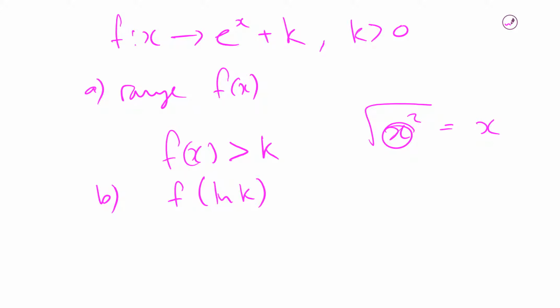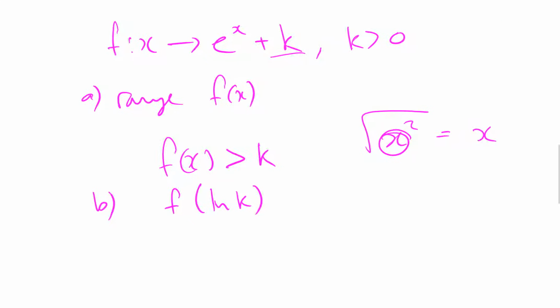But it's also got a plus k, so it's not a pure inverse, I suppose. So let's see, ln k of f(x). What does that mean? Shall we write that in full? We know that f(x) means this thing here, e to the x plus k. So what is f of ln k? What's another way of writing that?